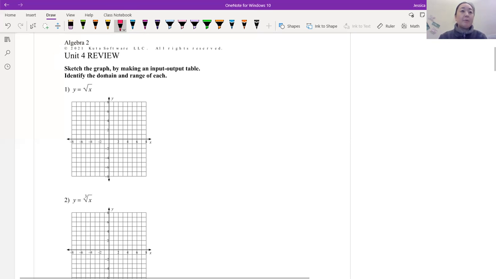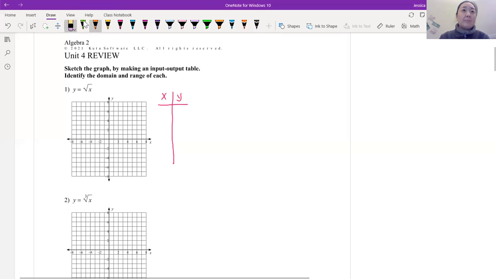All right, so here we go. Number one, sketch the graph by making an input-output table. So we're going to just do an input-output table like this. And here's our X, here's our Y, and we're going to plug in some numbers. I always like to think about what's the smallest number that X could be. For radicals, we definitely have some X's that it can't be. We can't have a negative number here because the square root of a negative number is imaginary. We can't graph imaginary on a real coordinate plane, right?